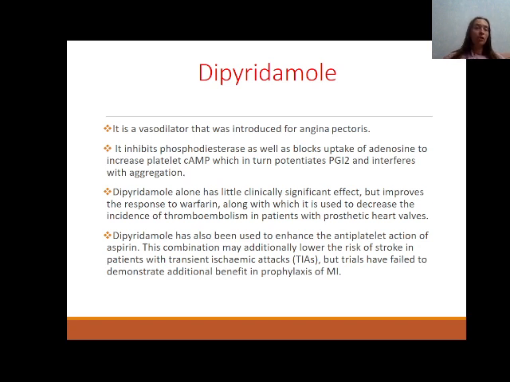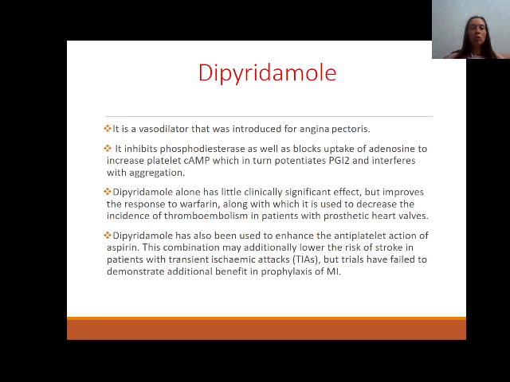Next, the phosphodiesterase inhibitor dipyridamole. It is a vasodilator that was introduced for angina pectoris. It inhibits phosphodiesterase as well as blocks uptake of adenosine to increase platelet cAMP, which in turn potentiates prostaglandin I2 and interferes with aggregation. Dipyridamole alone has little clinically significant effect but improves the response to warfarin, along with which it is used to decrease the incidence of thromboembolism in patients with prosthetic heart valves.